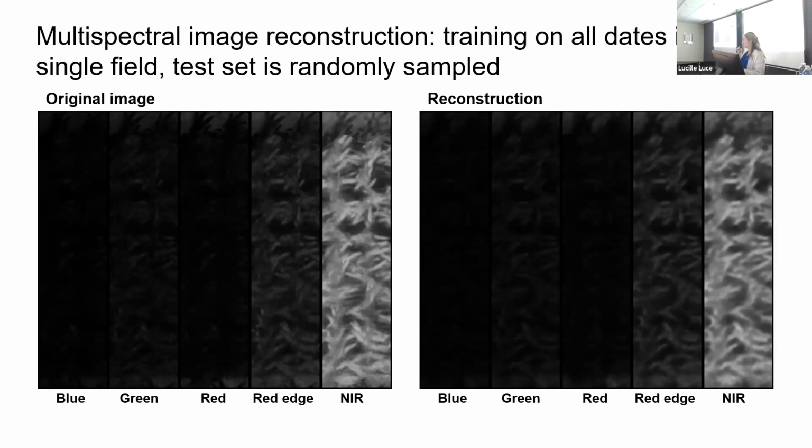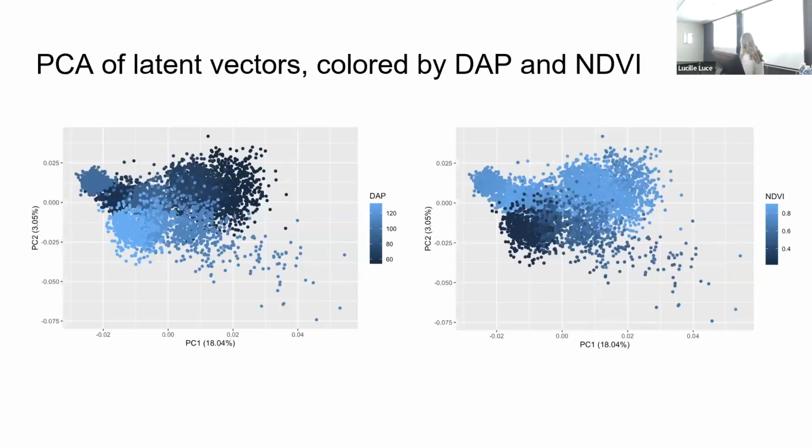So now we've shown that the latent vectors are an efficient representation and capture the relevant and necessary information to reconstruct the original images. So the next thing that we wanted to do was start investigating these latent phenotypes to see what kinds of information was contained within them. So we started by doing a PCA on the latent vectors. This is for all 5,000 images, colored by days after planting here and NDVI over here. And we do see clustering in both of these.